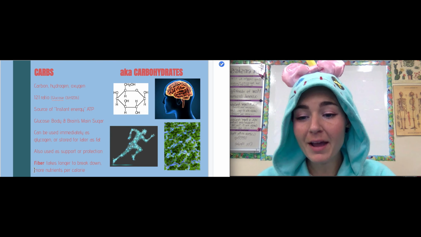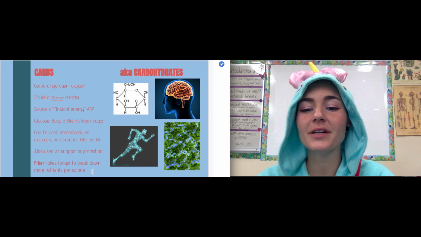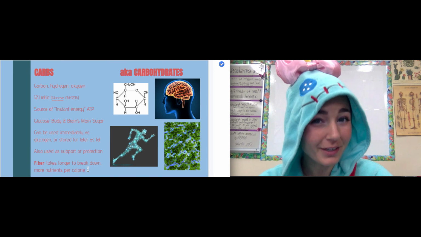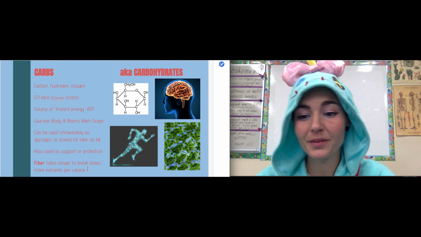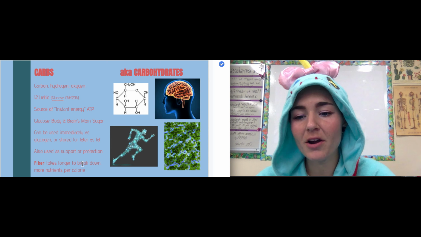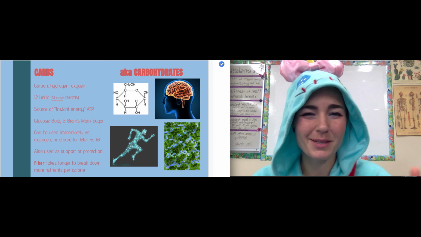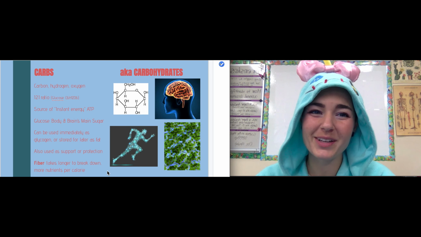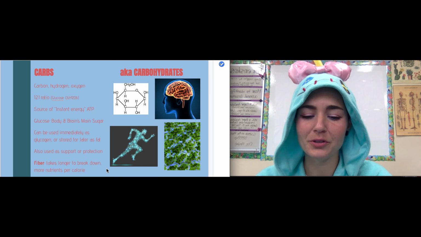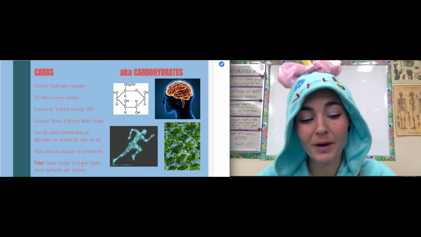And then fiber is also a carb. Fiber is found in a lot of fruits and vegetables. Fiber is also, like I had mentioned, a carb, but it takes longer to break down. It has more nutrients per calorie than simple sugars, which is why fiber is healthy for you. But because it does take longer to break down, you don't only want to eat fiber, because then you can get all blocked up, and that's a whole different conversation. But for the most part, it's good to have vegetables in your diet because they do contribute fiber.